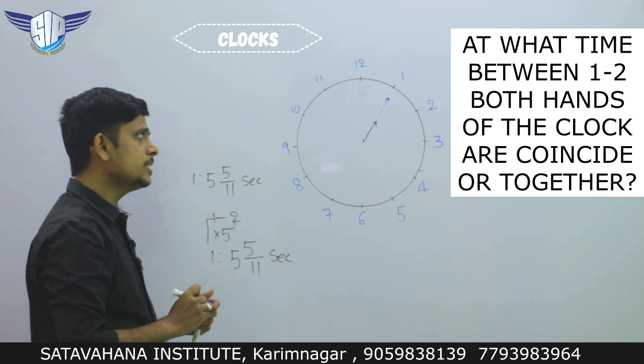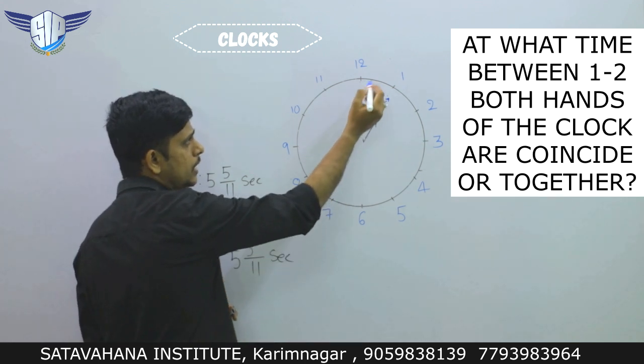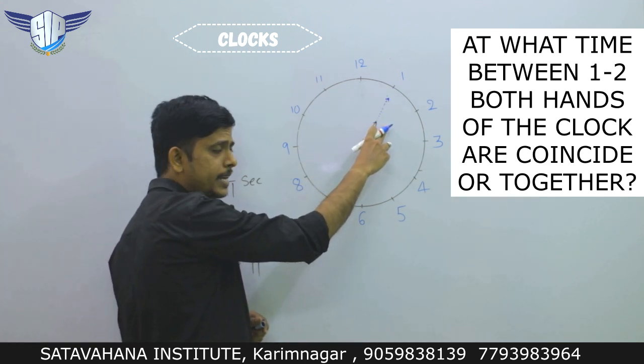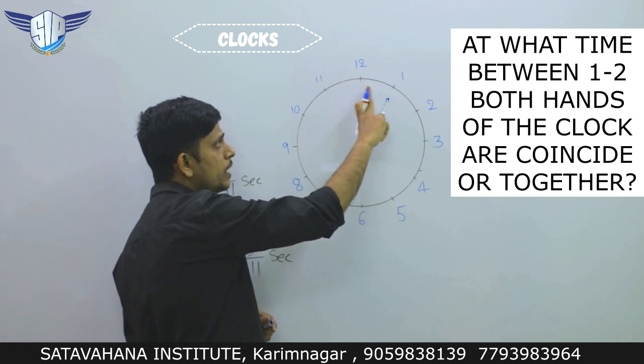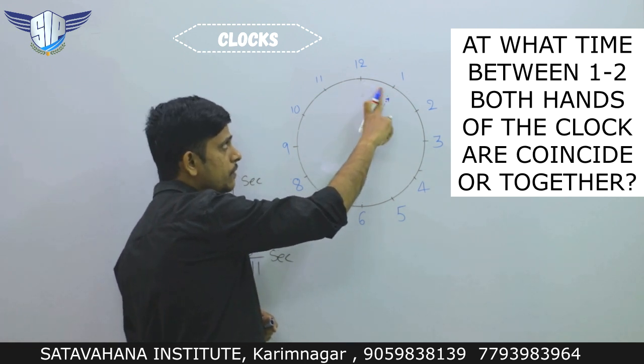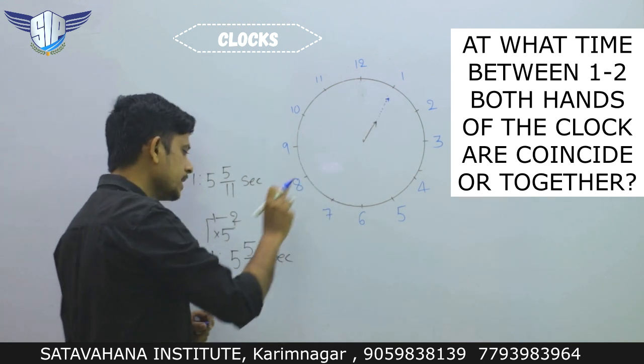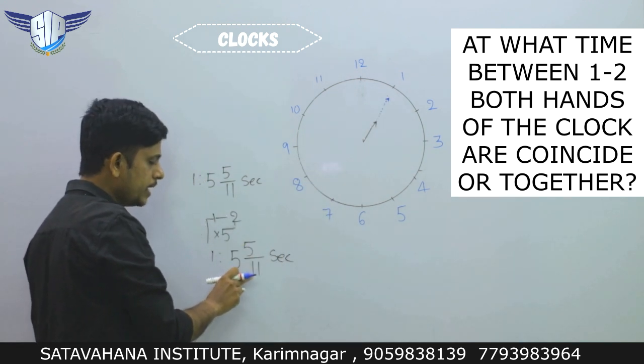Once again I am explaining. To coincide with the hour hand, the minutes hand must travel from 12 to 1. Therefore it will take 5 minutes. Those 5 minutes are my answer, 5 5/11.